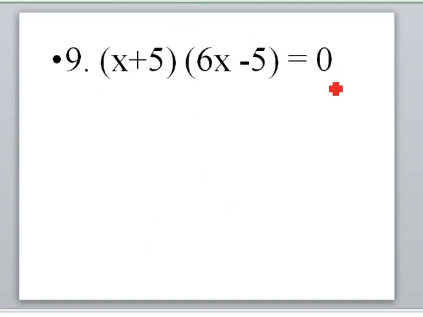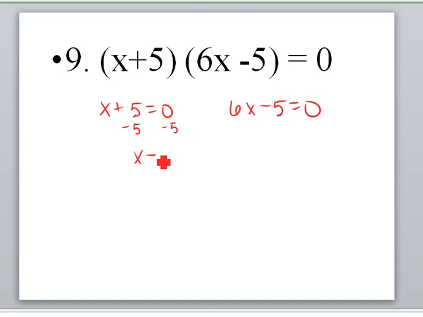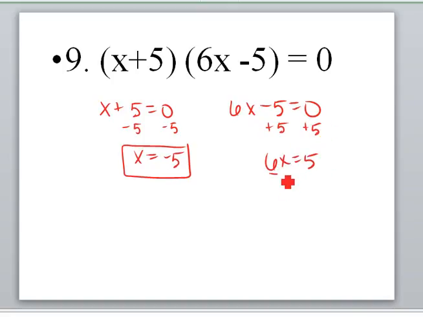In this problem, I have it set equal to 0, and it's already factored. So I'll take each part, set it equal to 0. I'll subtract 5 from both sides, x equals negative 5. Second part, I'll add 5 to both sides, 6x equals 5. Divide by 6, x equals 5/6 is my answer.